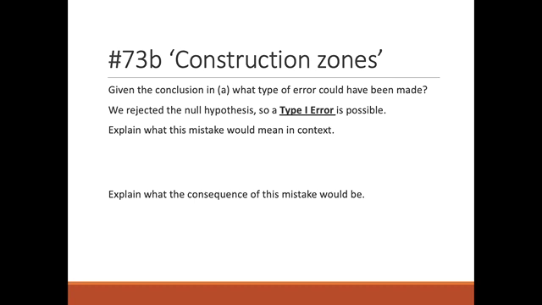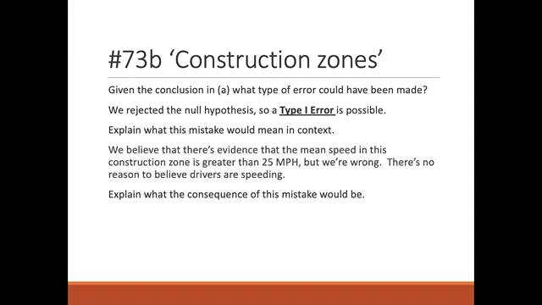So what would this mean? How would I interpret this? Well, if I've rejected the null hypothesis, then what that means is I believe we have evidence of the alternative. I believe that we have evidence that people are speeding through this construction zone, but in fact, I'm wrong. People really aren't speeding on average. We believe there's evidence that the mean speed is greater than 25, but we're wrong. There's no reason to believe that drivers are speeding.